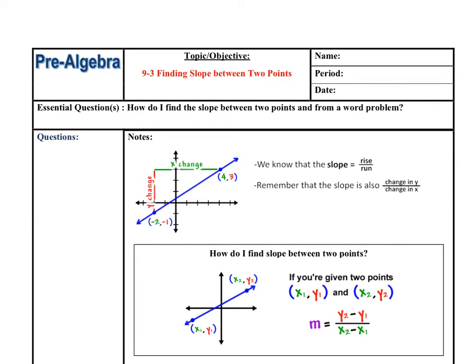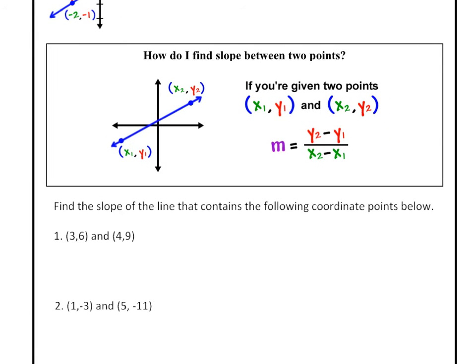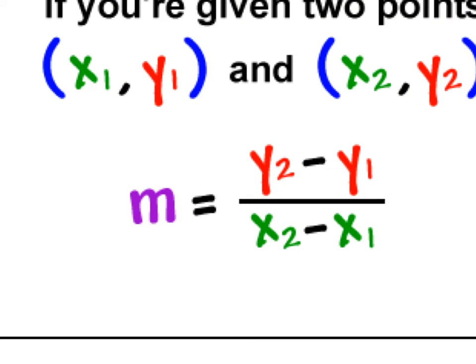So rise over run, change in y over change in x. When we're finding slope between 2 points, all we're doing is finding slope from a line. So we're doing the same thing over and over in this unit because we're always doing it from a line. But it's like you have 2 points graphed and you're finding the slope between them, but you don't actually have the graph. So we have to use this special formula right here.